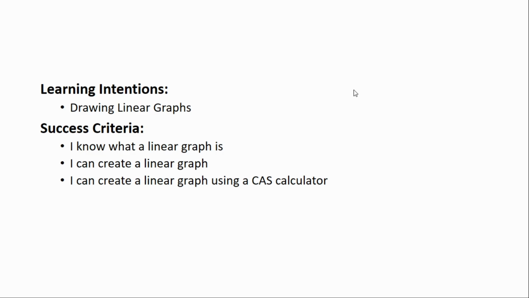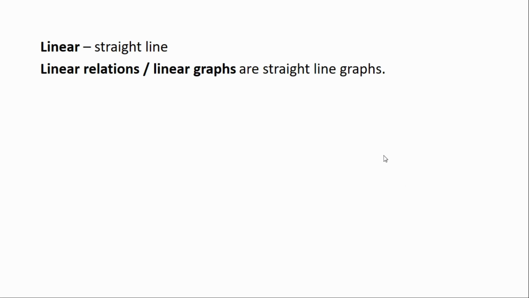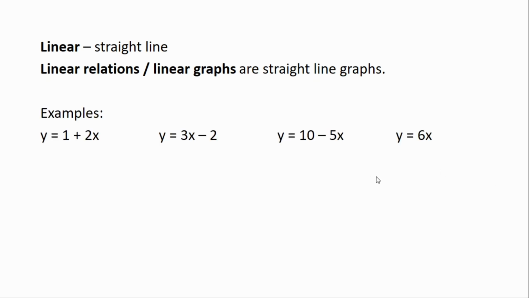Alright, so let's start off with what the word linear means. Linear just means straight line. So when we say linear relations or linear graphs, these are just straight line graphs. Some examples of the equations of linear graphs are below here. If you have a look at them, the general pattern is y equals a number multiplied by x plus another number. So let's start with the first one.